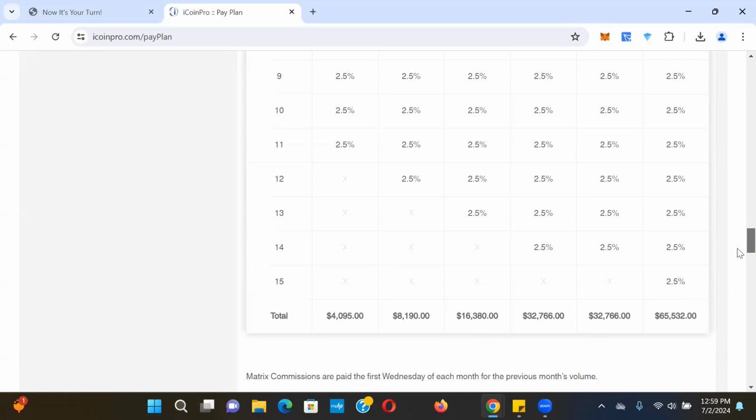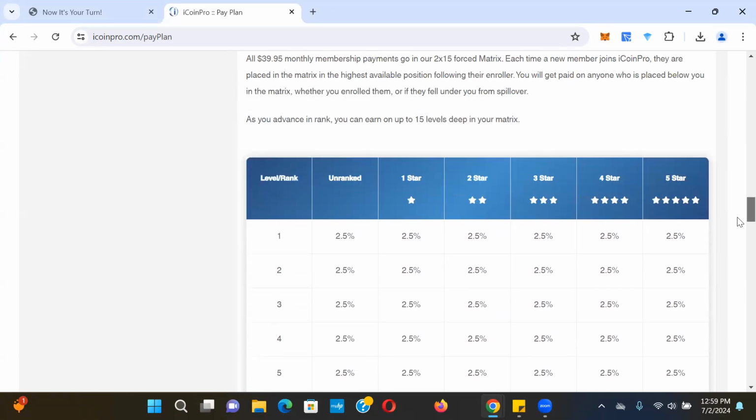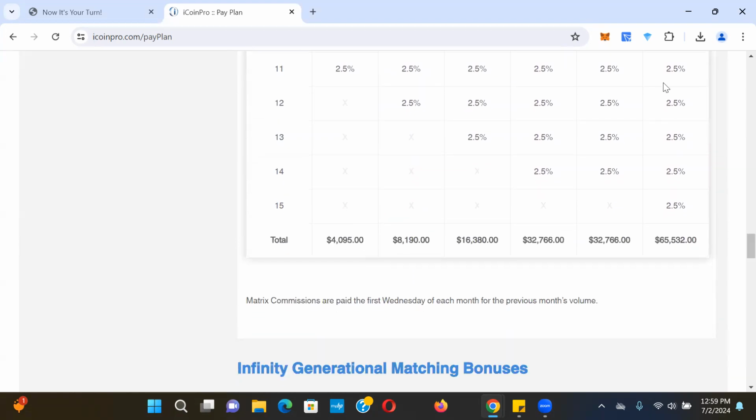Look at this. You get yourself to three star, four star, and five star on the very same matrix, because now you're getting paid on your 13th, 14th, and 15th level on that same matrix, $65,000 a month in residual income and matrix income. Would you be okay with $65,000 per month in residual income on this matrix, right? That's a month. Okay, that's not a year, that's a month, right? Do the math. That's a lot of money.